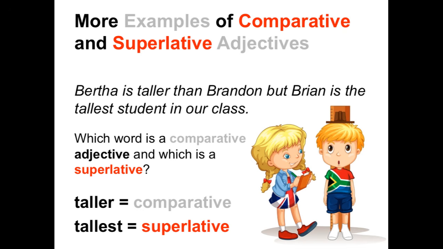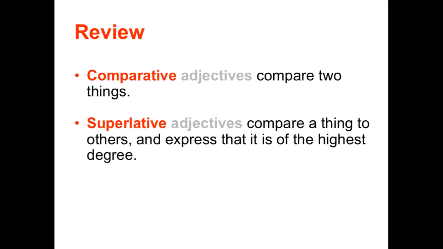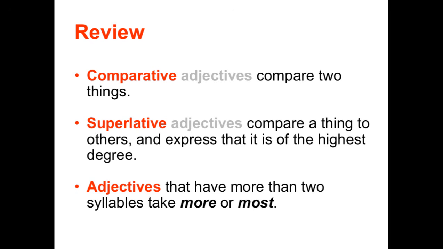In review, comparative adjectives compare two things. Superlative adjectives compare one thing to other things and express that it is of the highest degree. Adjectives that have more than 2 syllables will take the word more or most to form the comparative and superlative forms.